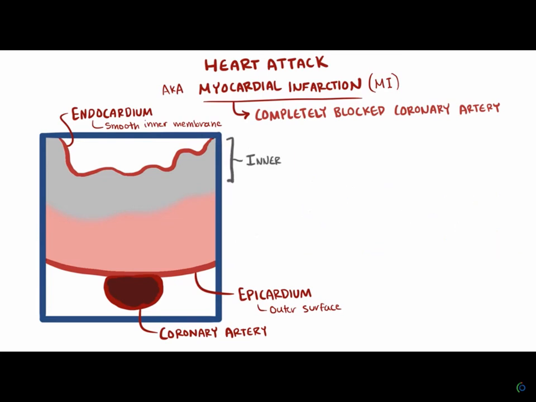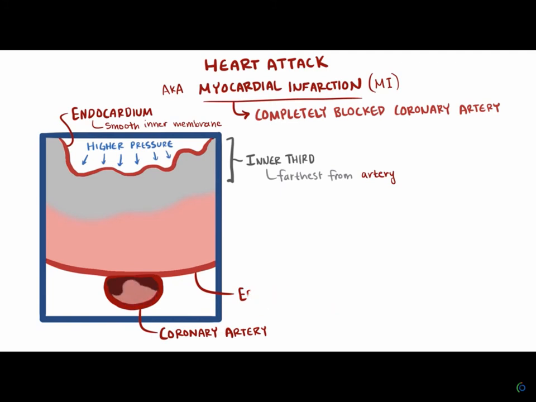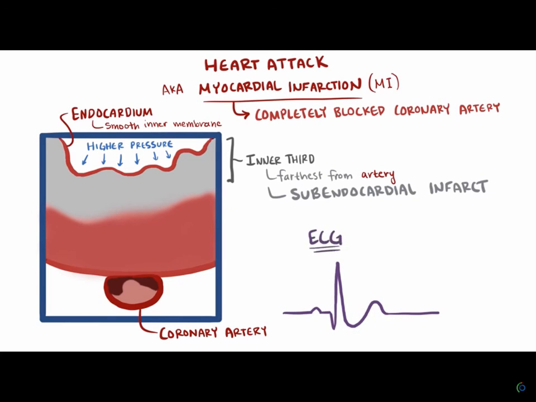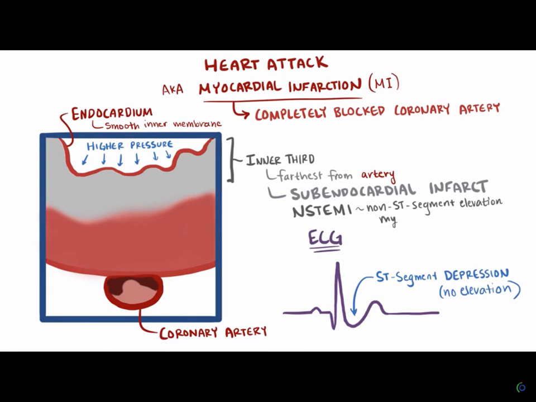The first area affected is the inner third of the myocardium, since it's the farthest from the coronary artery and the last area to receive blood, and it's subject to higher pressures from the inside of the heart. If the blockage suddenly lyses or breaks down and blood flow returns, sometimes patients' damage will be limited to the inner third, and this would be called a subendocardial infarct. An ECG, or electrocardiogram, done at this point typically shows an ST segment depression, or in other words, it doesn't show ST segment elevation. So sometimes we call this an NSTEMI, which stands for non-ST elevation myocardial infarction.